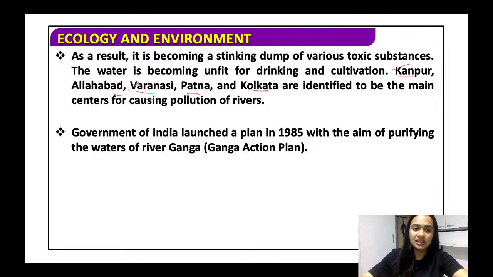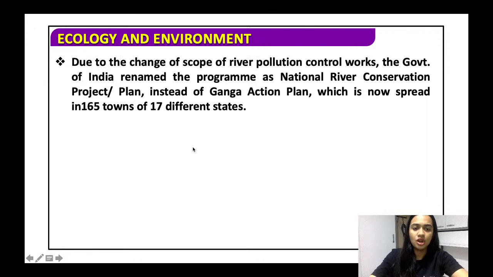So according to the Ganga Action Plan, it was stated that maximum pollution is caused by these cities. So the Government of India launched this plan in 1985 itself, and the aim is to purify the water of River Ganga. All right. Due to the change of scope of river pollution control works, the Government of India renamed the program as the National River Conservation Project instead of Ganga Action Plan. Now, not only Ganga, it has spread to 165 towns and 17 different states. So there was a need that not only River Ganga but all the rivers across the states needed equal attention, and we needed to take steps for the entire country.